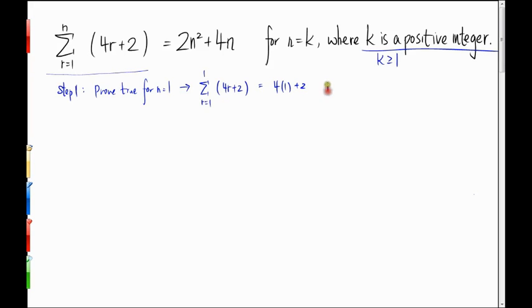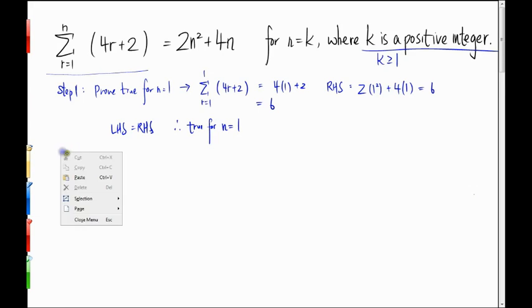Now the right hand side, you've got 2 times 1 squared plus 4 times 1. So this equals 6, and this equals 6. Left hand side equals right hand side, in other words. Therefore, true for n equals 1. Cool. Alright, step 2 then.